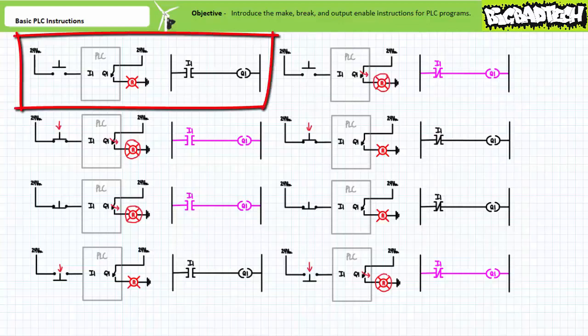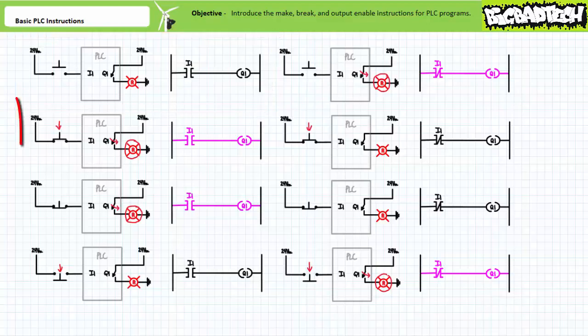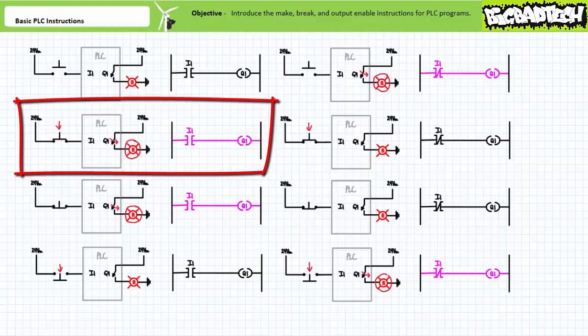Consider a normally open switch in the deactivated open state instantiated in a PLC program as a make instruction. In the deactivated open state, this switch delivers a logical 0 to the input, and the make instruction does not allow logical continuity, and the output is de-energized. Consider a normally open switch in the activated closed state, instantiated in a PLC program as a make instruction. In the activated closed state, this switch delivers a logical 1 to the input, and the make instruction does allow logical continuity, and the output is energized.